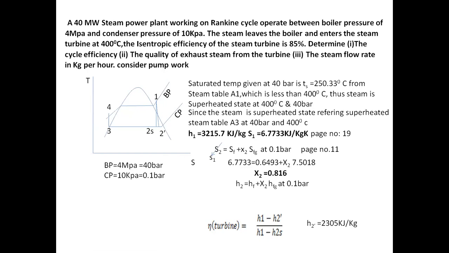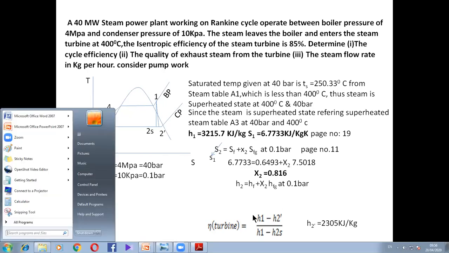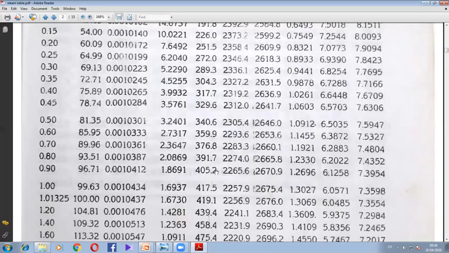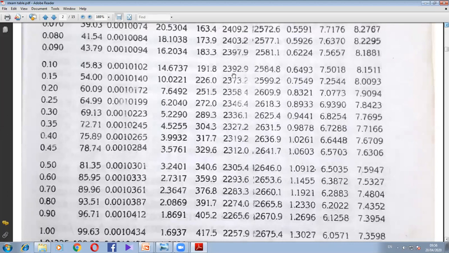Note. Okay, so again at 0.1 bar, from the same table, you get the values of hf and hfg. Okay, I will just show you where we are getting these values. See at 0.1 bar, what are the values we are having. This is the hf value and this is the hfg value. These two values you need to note.